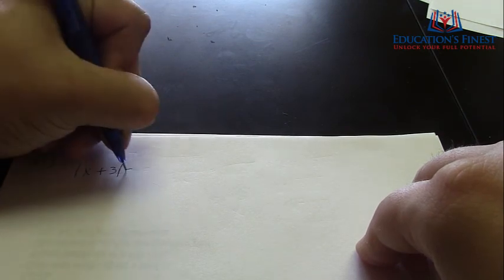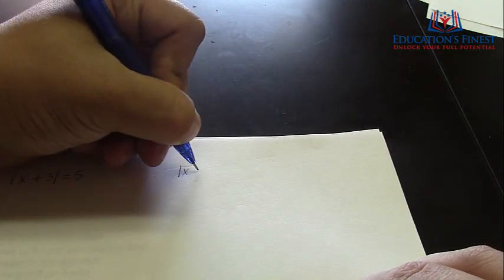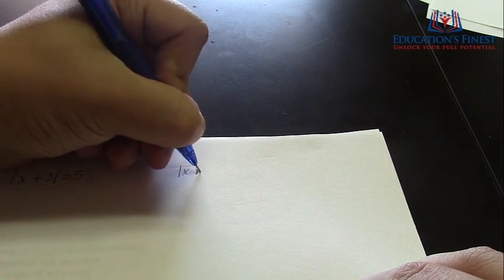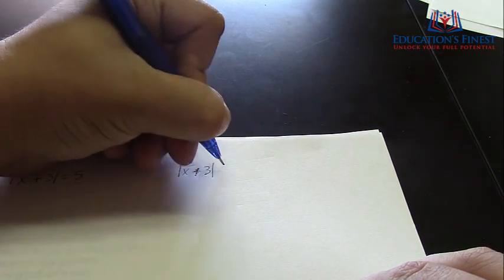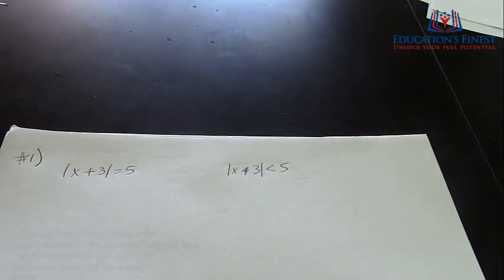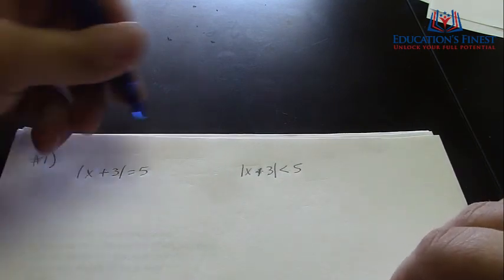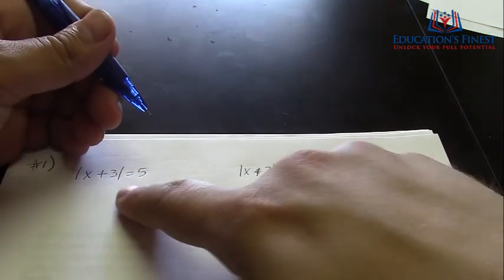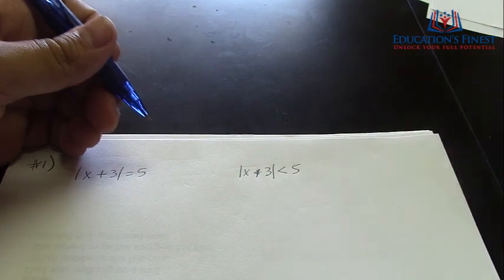So we have the absolute value of x plus 3 equals 5, okay? And apparently there's 2 problems here. We also have the absolute value of x plus 3 is less than 5, okay? I'm going to show you how to solve each of these. These are 2 different problems, but one has an equal sign, one has a less than symbol.